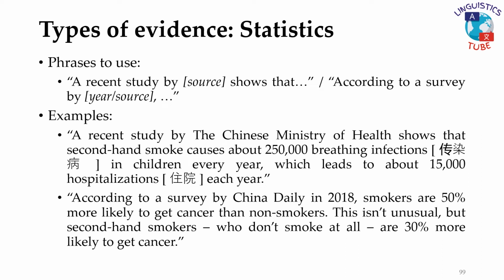For example, a recent study by the Chinese Ministry of Health shows that secondhand smoke causes about 250,000 breathing infections in children every year, which leads to about 15,000 hospitalizations each year. And according to a survey by China Daily in 2018, smokers are 50% more likely to get cancer than non-smokers. This isn't unusual, but second-hand smokers, who don't smoke at all, are 30% more likely to get cancer.